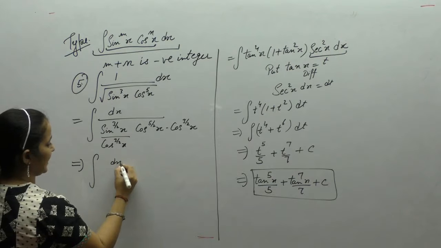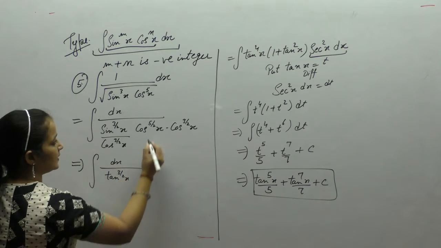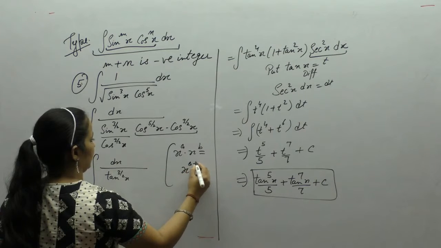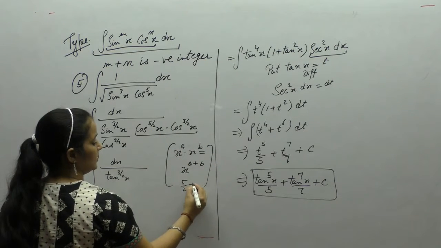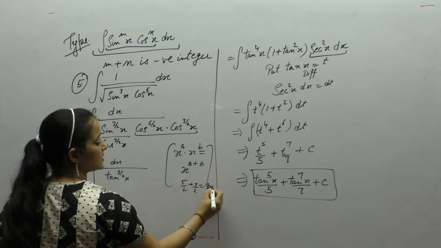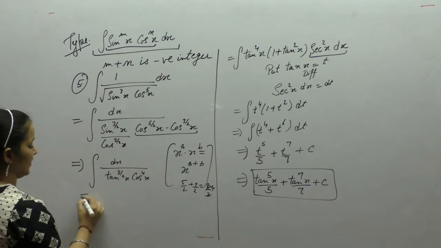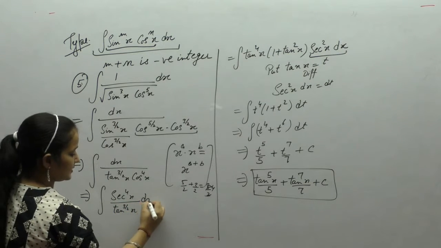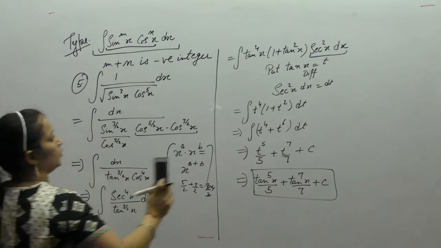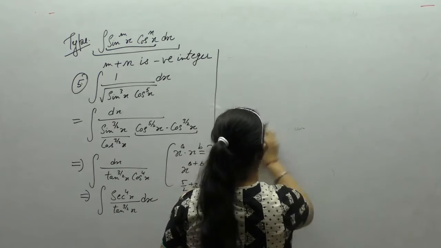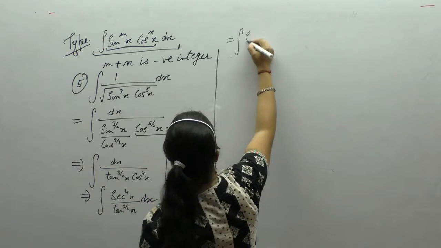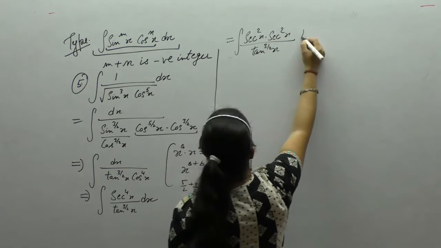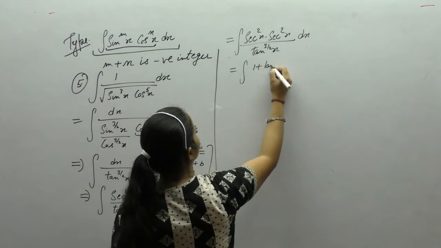Now sine upon cos is tan, tan^(3/2)x. This is in product. Add the powers. x^a into x^b is equal to x^(a plus b). 5 by 2 plus 3 by 2, 5 plus 3 is 8 by 2, that is 4. Cos⁴x. And 1 upon cos is sec, sec⁴x upon tan^(3/2)x dx. Instead of sec⁴x, we write sec²x into sec²x. And sec²x is equal to 1 plus tan²x.